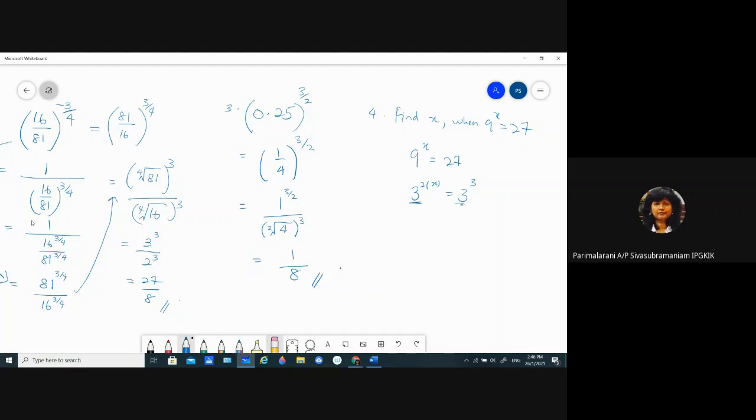3 to the power of 2 is actually 9, like this. So this is actually 3 to the power of 2x is equal to 3 to the power of 3. Because the base is the same, therefore the exponent values are also the same. So x is equal to 3 over 2. Okay.